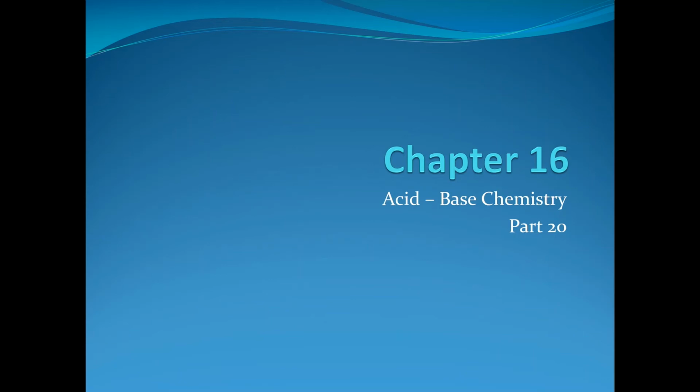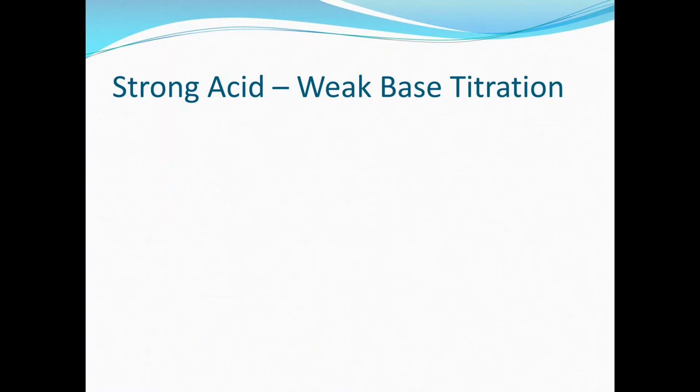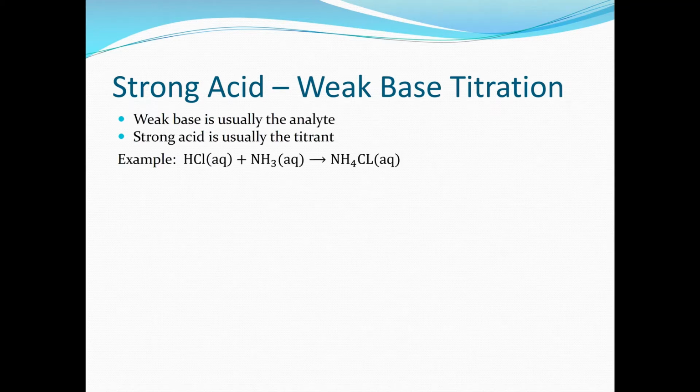Okay, so we looked at a titration in which we had a weak acid with a strong base as the titrant, but of course we could have the opposite as well. We could have a strong acid that we are titrating against a weak base. And so the weak base would be our analyte again, the strong acid would be our titrant, because if we have a choice, we're going to choose something strong. So the weak base would be the analyte, the strong acid would be the titrant.